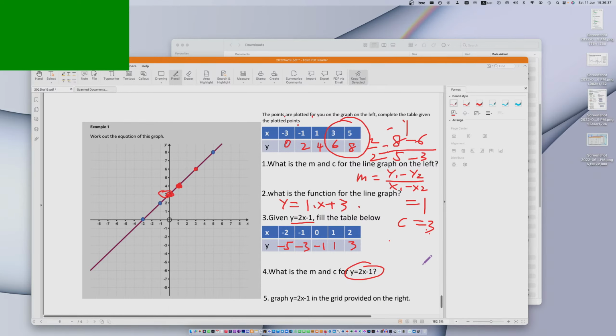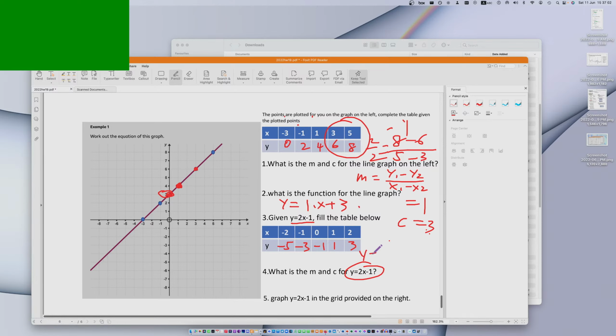How do you do this question? How do you get m? y2 minus y1. Oh, you want to use the formula? So that's the only way to get m. Is there another way? Oh, it's 2.